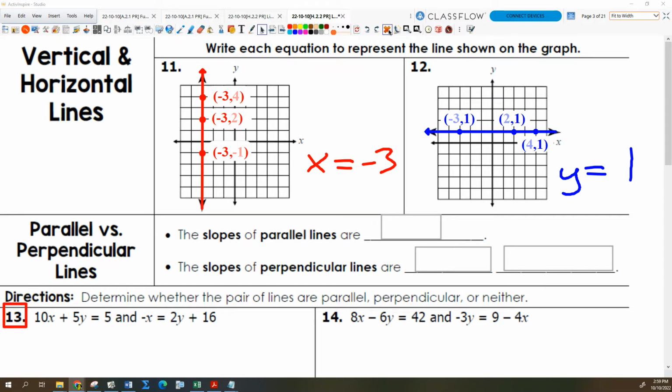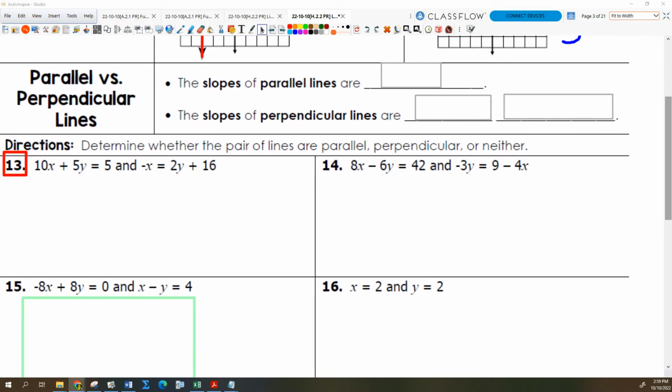Okay, so some other just review of slopes. See if you can remember this from previous years. The slopes of parallel lines are, if lines are parallel, their slopes are the same or equal. Good. Okay, how about this one? This is the one that's a little trickier. The slopes of perpendicular lines are opposite, not just opposites, but they're opposite reciprocals. That's it, opposite reciprocals. Okay, so you have to flip the fraction and change the sign.